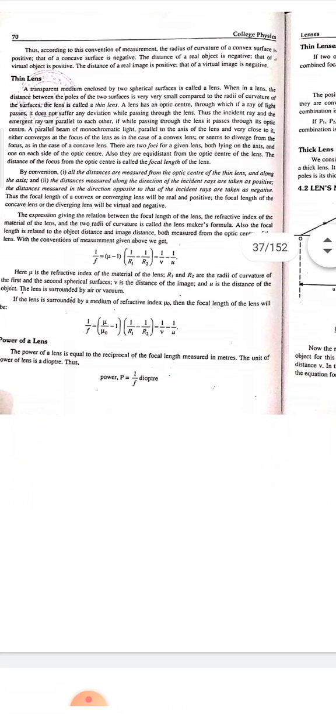Okay, that may come for the MCQ. The focal length of a convex lens will be real and positive. The focal length of this particular concave lens, or the diverging lens, will be virtual and negative. That may come for the MCQ.